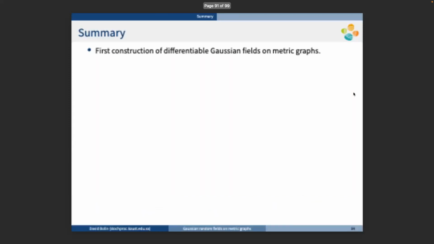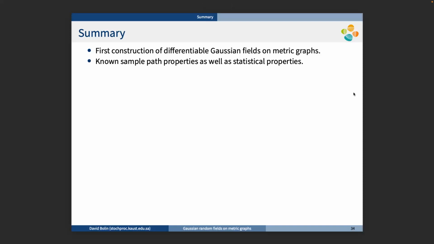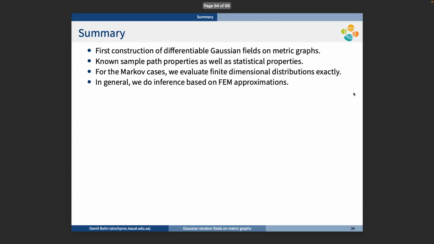All right. So in summary, what we have been working on is this construction of Gaussian processes on networks and metric graphs. And as far as we know, this is the first construction of Gaussian fields that can be differentiable on general metric graphs. We have known both sample path and statistical properties of these models. And in these Markov cases, where we have an integer smoothness parameter, we can actually do inference exactly. But in general, we have to resort to finite element approximations. But in that case, we also have control over the accuracy of those approximations.